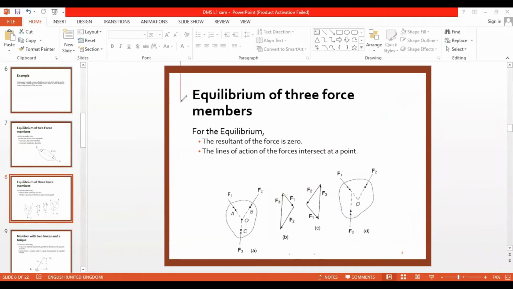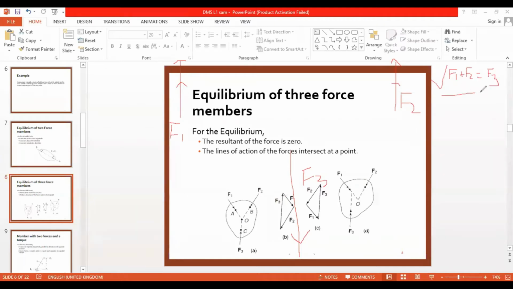Okay, I have a force like this, F1, another force like this, F2. F1 and F2 are parallel, okay? And I have another force, F3. So in this case, will it form an equilibrium or not? These 3 forces are parallel to each other, so they will act like this.